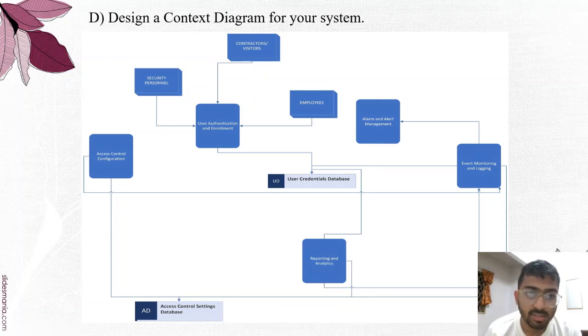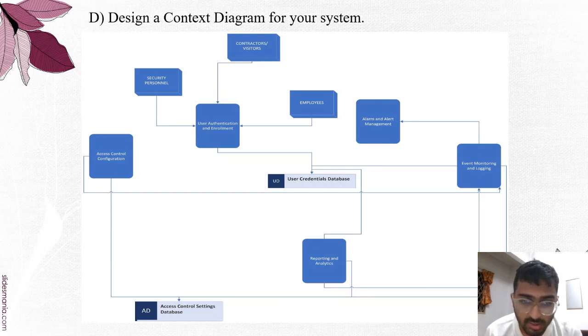So my question is: design a context diagram for your system. I decided to put five processes, two data stores, and three entities. Our processes are user registration and enrollment, access control configuration, event monitoring and logging, alarm and alert management, and reporting and analytics. The two data stores are the user credential database and the access control settings database.